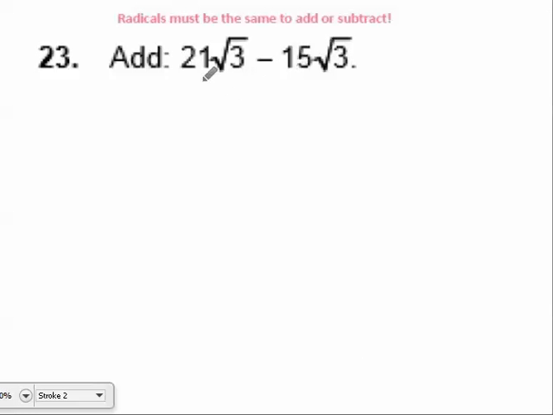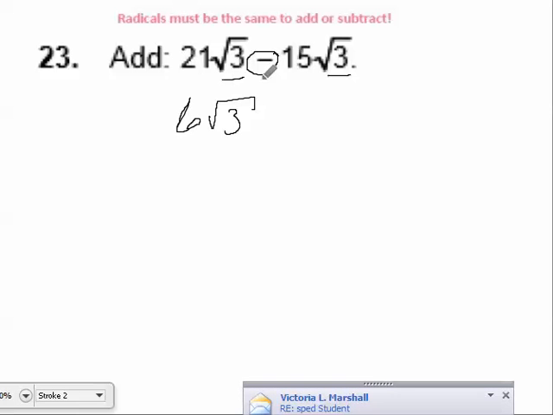Okay? Whenever you're trying to add or subtract things with radicals in them, if the things in the radicals are the same, you can do it. That'd be 21 minus 15, that'd be 6 square roots of 3. If this wasn't the same here, you couldn't add or subtract them. But since they are the same, all you got to do is say 21 minus 15, or 6.